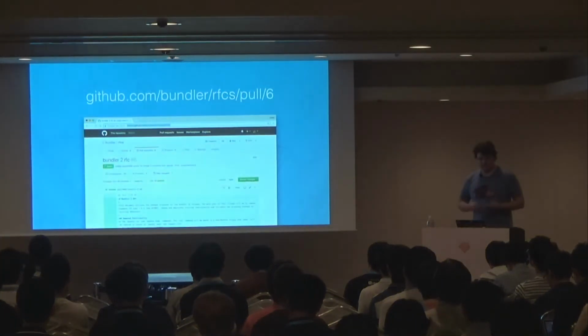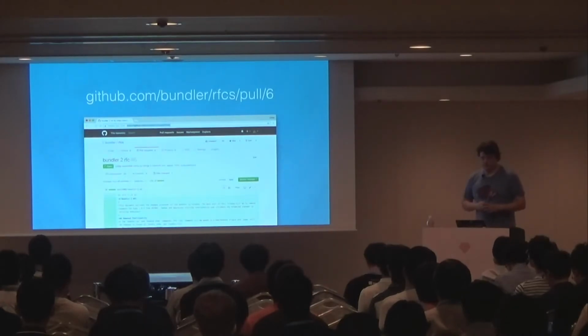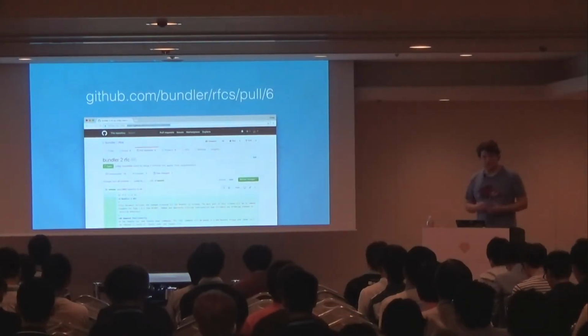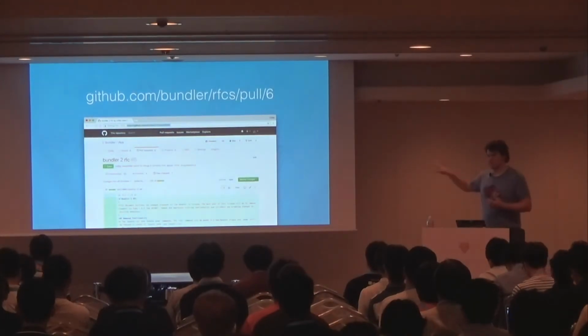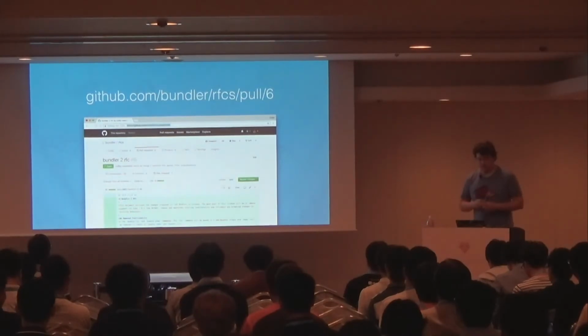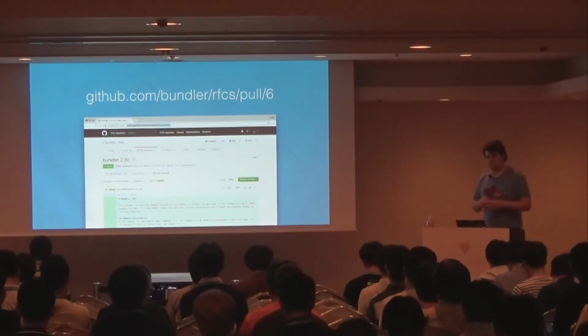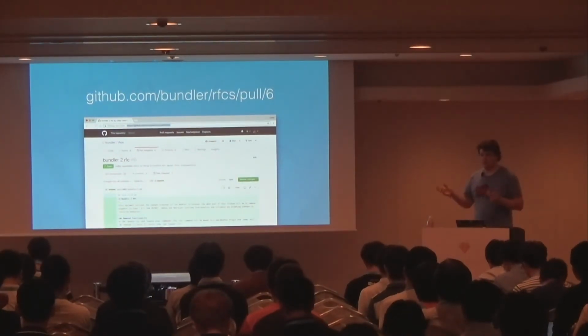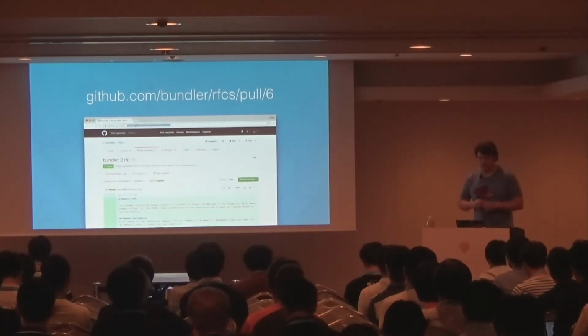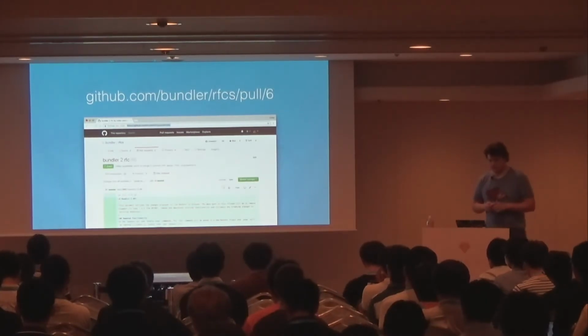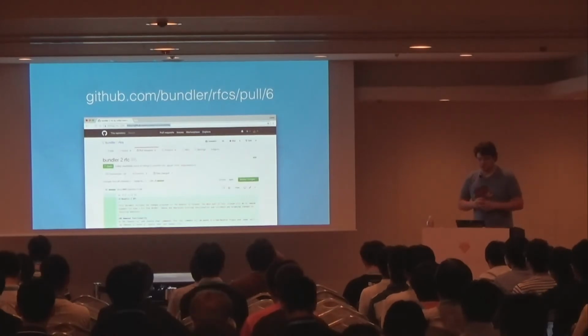So that's pretty much it for Bundler 2. The videos for RubyKaigi probably won't be published for a few weeks, I imagine, but I have set up an RFC that specifies pretty much all these changes that I've talked about and lists them. If you're interested to share this information around or to revise it later on, you can find it up on GitHub at bundler/rfcs, pull number 6.